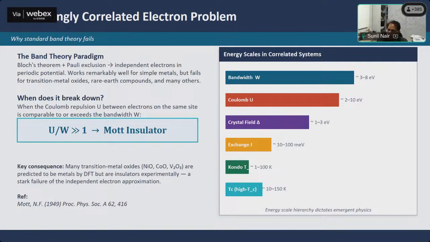So if you look at the right side of this slide, what I've given is a tentative order of the key energy scales in a strongly correlated system. This is more from the perspective of oxides rather than intermetallics, but nevertheless, it's a useful introductory slide. So, what are the key terms which affect you?